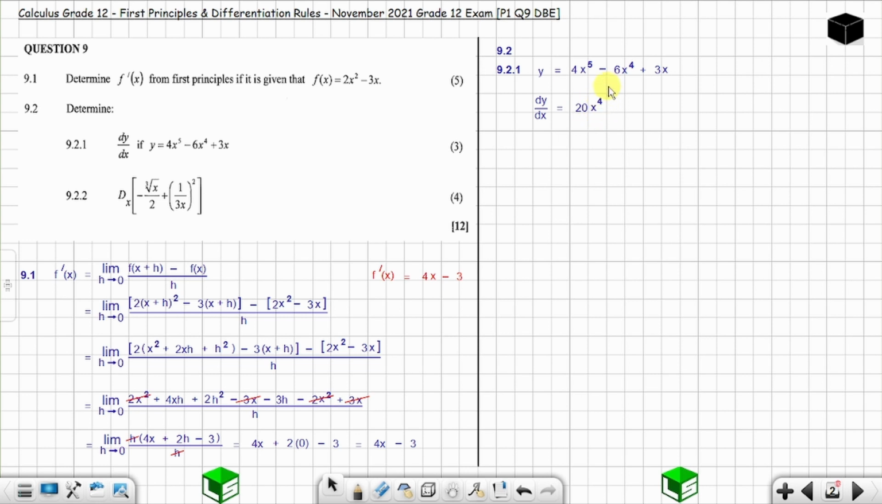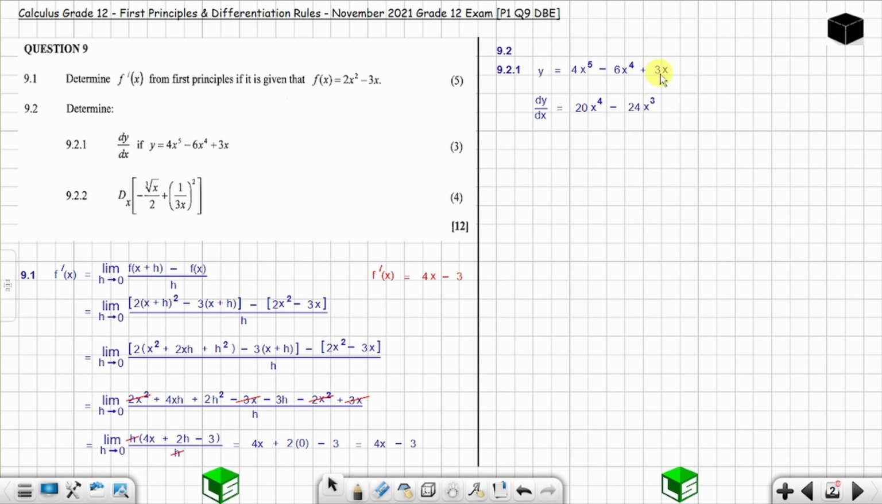Let's carry on. The coefficient is negative 6 and the exponent is 4. 4 times negative 6 is negative 24, times x to the power of 4 minus 1. You subtract 1 from the exponent, you have x cubed. Negative 24x cubed.